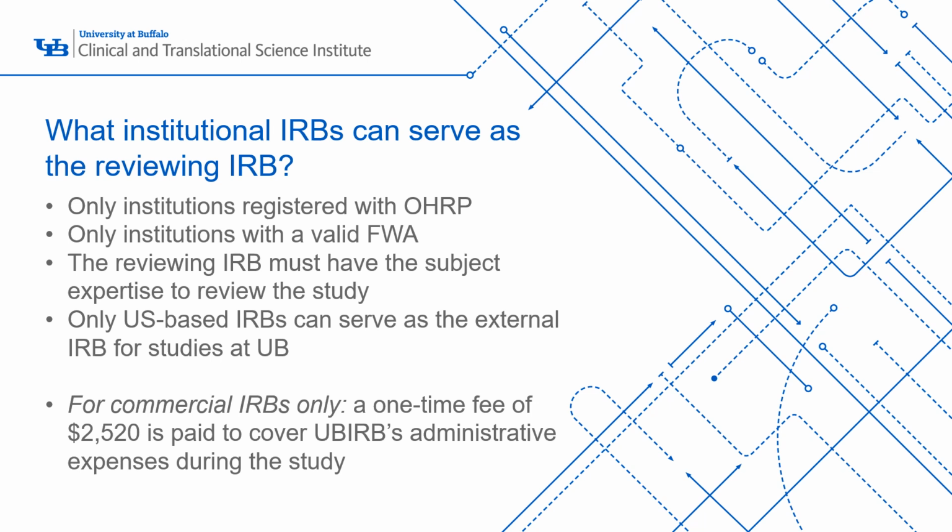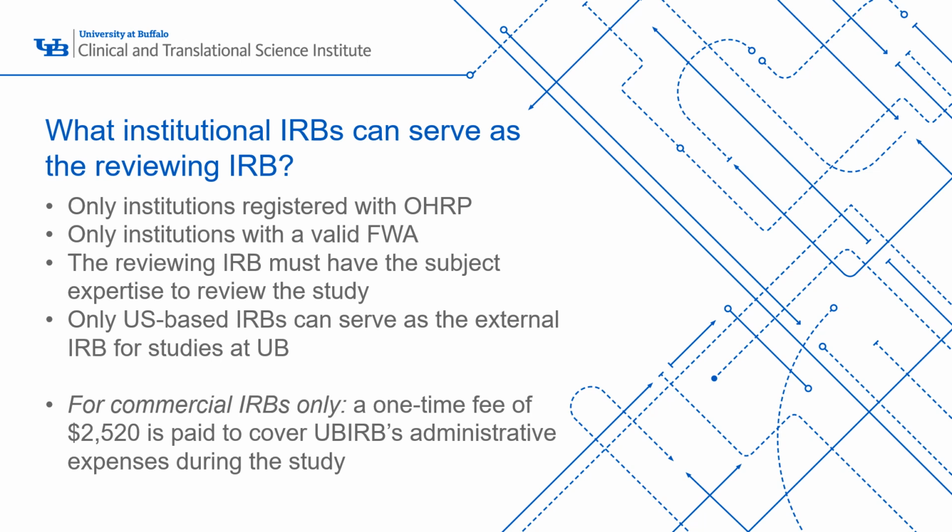A valid Federal-wide Assurance means that the institution must commit to the Department of Health and Human Services that it will comply with the requirements in the HHS Protection of Human Subjects Regulations at 45 CFR Part 46, otherwise known as the Common Rule. The FWA is the only type of assurance currently accepted and approved by the Office for Human Research Protections.